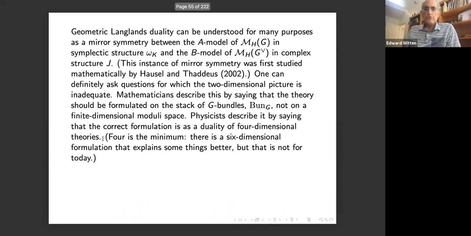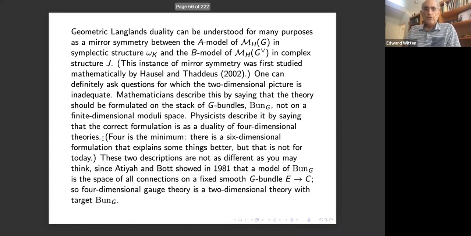Now, the two descriptions in terms of the stack of G bundles or four-dimensional gauge theory are not as different as you might think, because Atiyah and Bott showed in 1981 that a model of the stack of G bundles is the space of all connections on a smooth G bundle over C. So four-dimensional gauge theory can be interpreted as a two-dimensional theory with the target being the stack of G bundles.